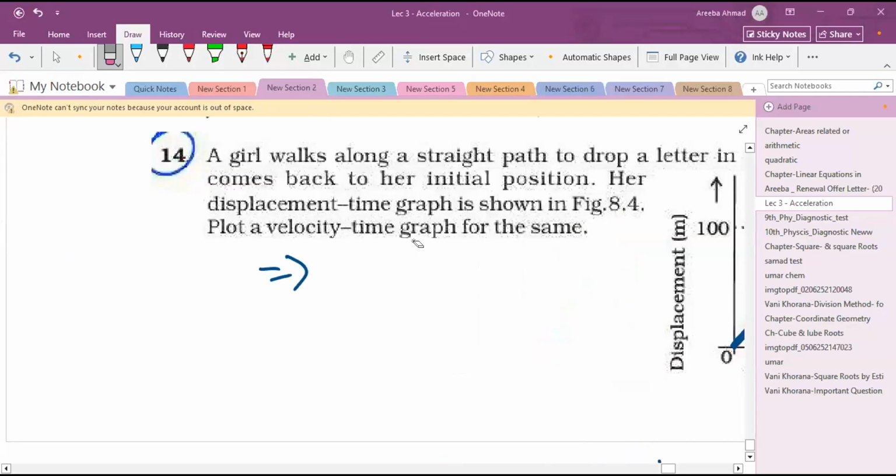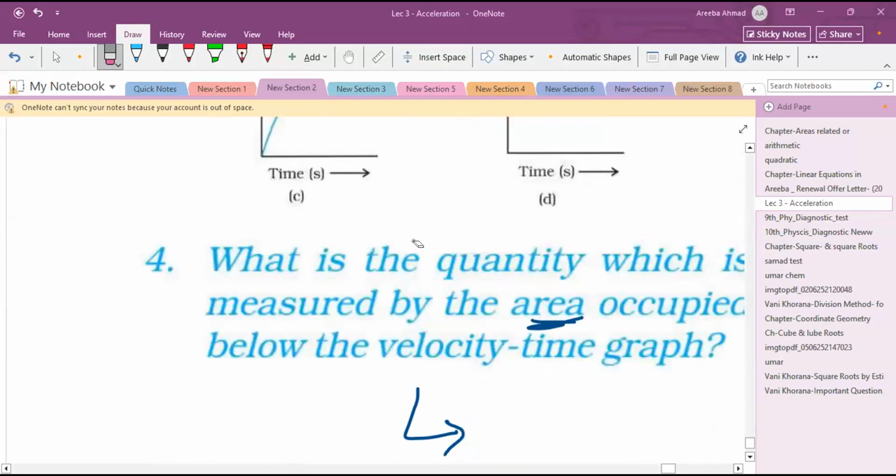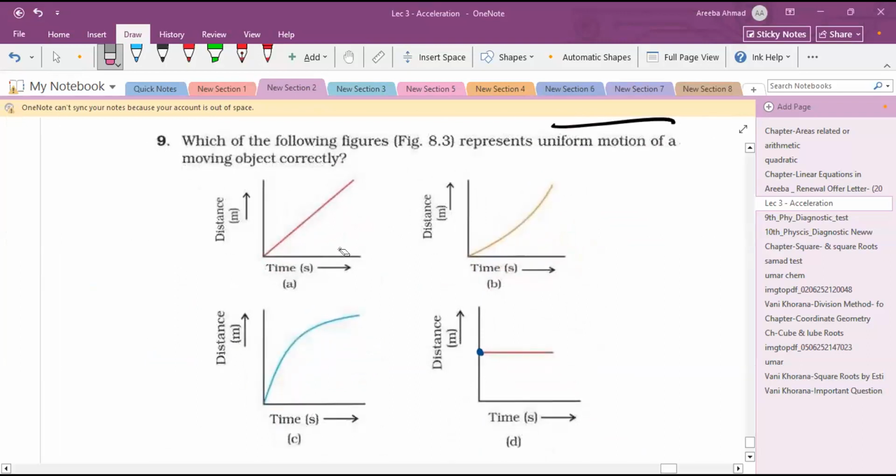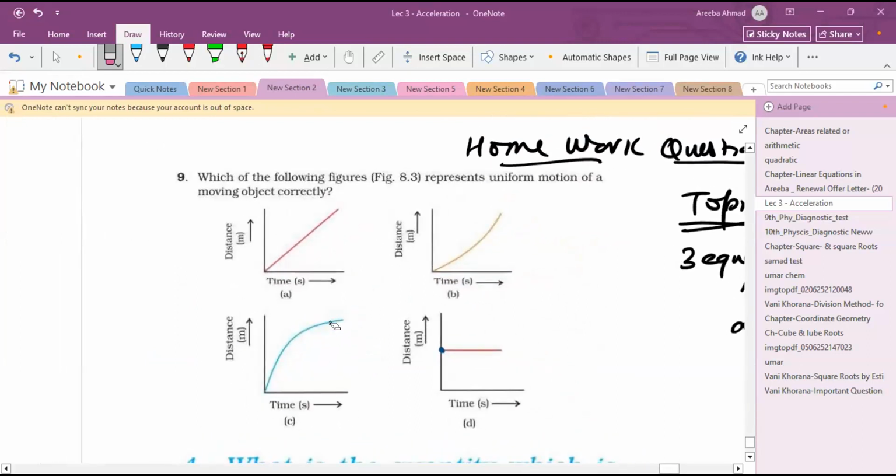So let us go with the next question. This one, important question. Uniform motion of an object moving correctly. This we have discussed.